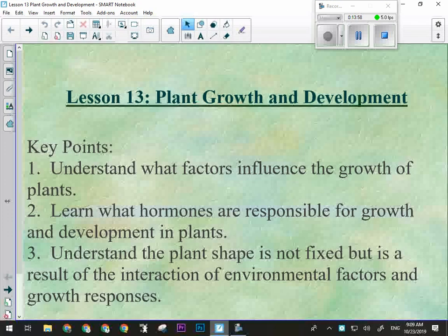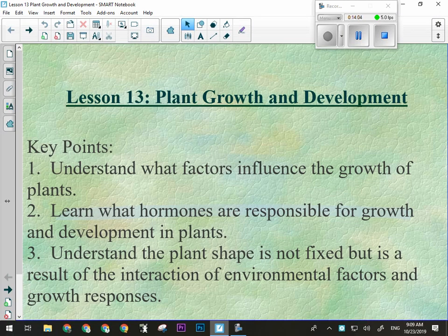Then we're going to look at plant growth and development next. We're on lesson 13, and we're going to look at a little bit about factors that influence plant growth. We're going to look at that more another day. Our big focus here is going to be the hormones and the processes that plants use to control their growth or that can affect their growth.